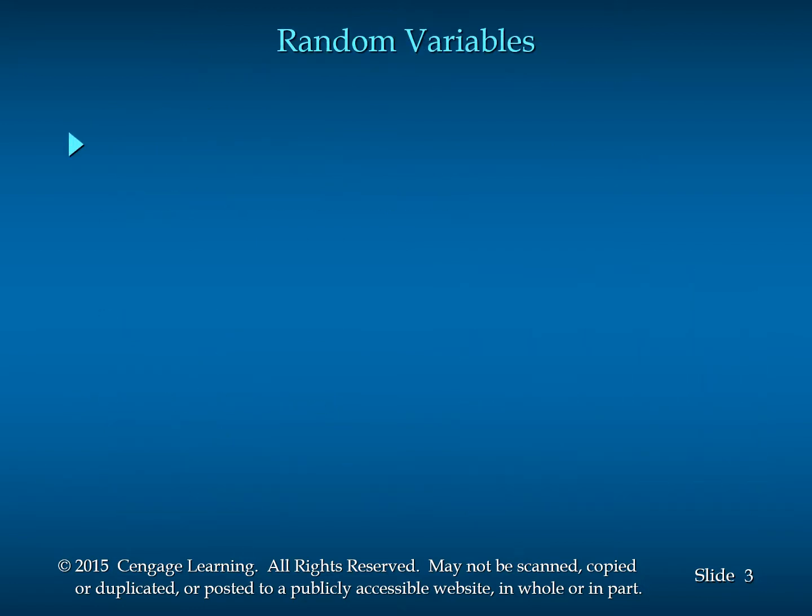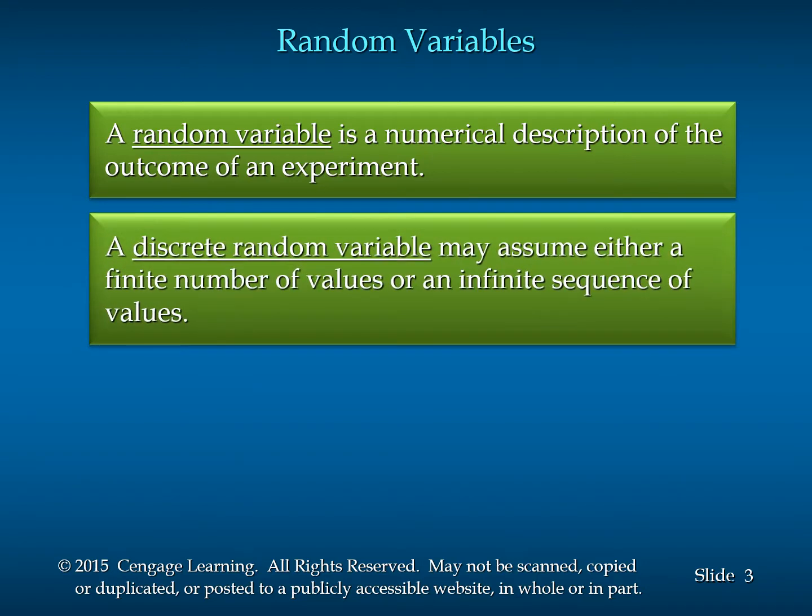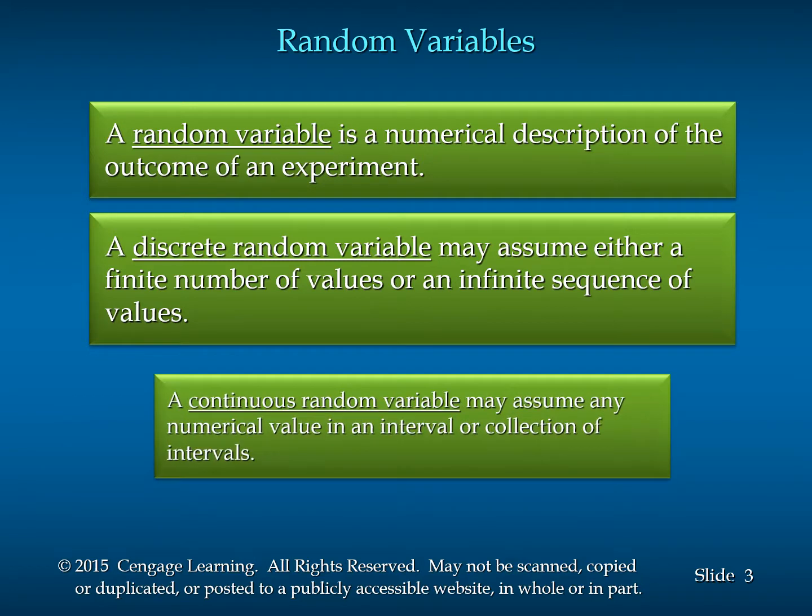But first, some definitions. A discrete random variable can only assume a whole number. Think of values related to counting. A continuous variable may assume any numerical value in an interval. In this case, think that the variable can have any number of digits to the right of the decimal place.